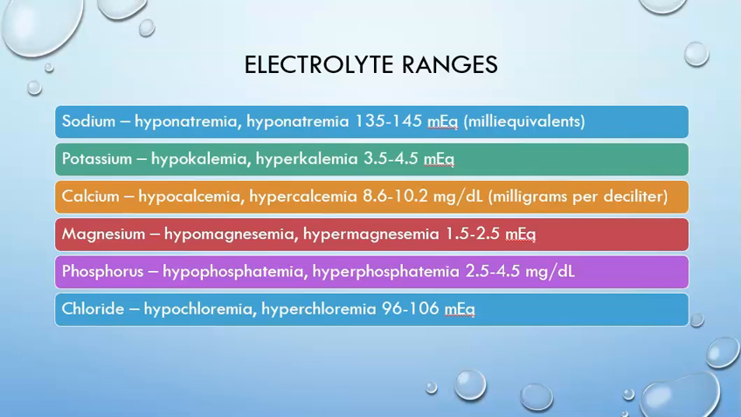Hypocalcemia, hypercalcemia, 8.6 to 10.2 milligrams per deciliter. Magnesium is hypomagnesemia or hypermagnesemia. That's 1.5 to 2.5. Phosphorus, hypophosphatemia and hyperphosphatemia, 2.5 to 4.5. And chloride, which is hypochloremia or hyperchloremia, and that is 96 to 106 milliequivalents.